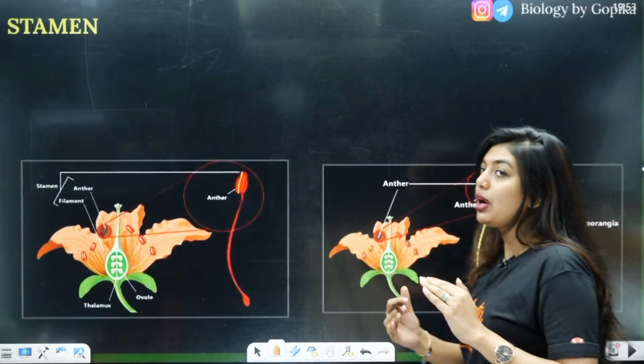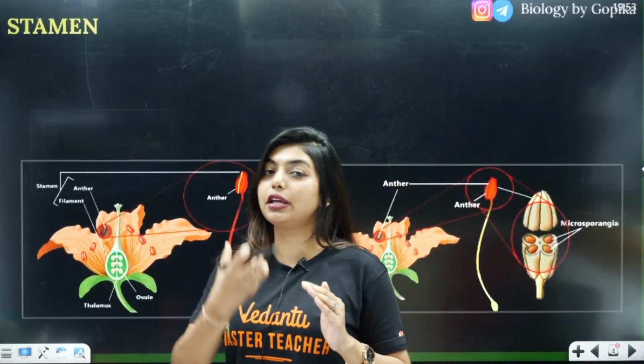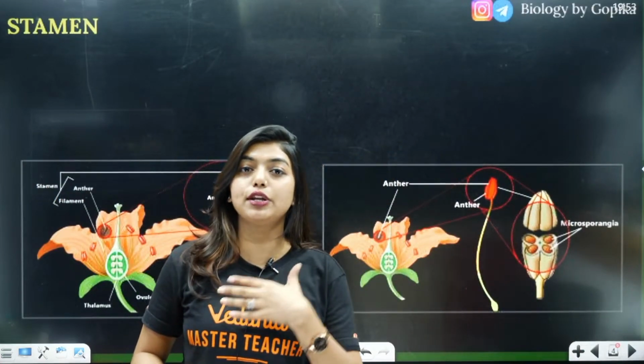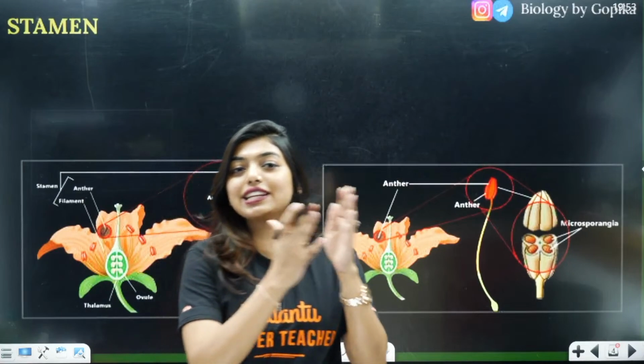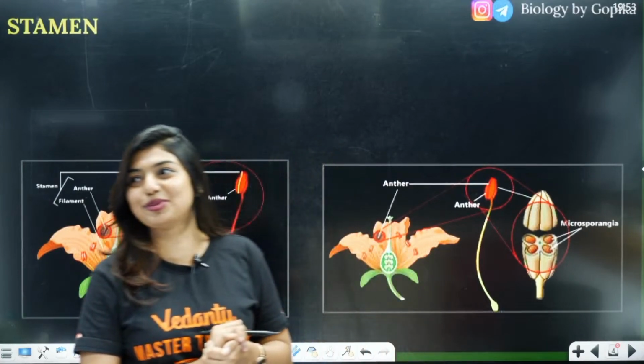Now, we are going to understand the main portion, that is your stamen. If you understand stamen only, I'll be able to explain you microsporogenesis. If you understand carpel, I'll be able to explain you megasporogenesis, okay?